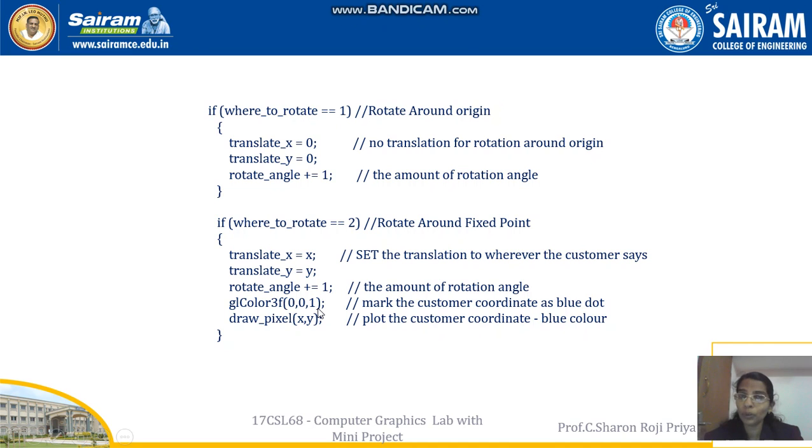And I'll be moving to a new point. For that new point, this RGB will be a blue dot, and you can draw that pixel.